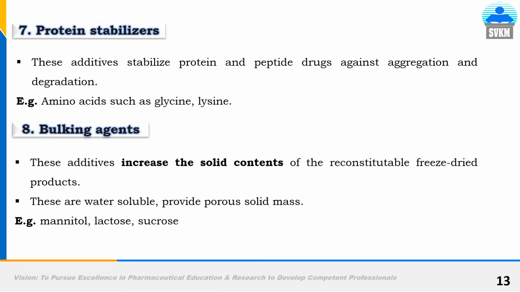Then protein stabilizers are additives that can be utilized to stabilize proteins and peptide drugs against their aggregation and degradation. The best examples are amino acids such as glycine, lysine, etc. Then bulking agents are a category of excipients. Those will increase the solid content of reconstitutable freeze-dried products. These are water soluble in nature and provide a porous solid mass. The best examples are mannitol, lactose, sucrose, trehalose, etc.